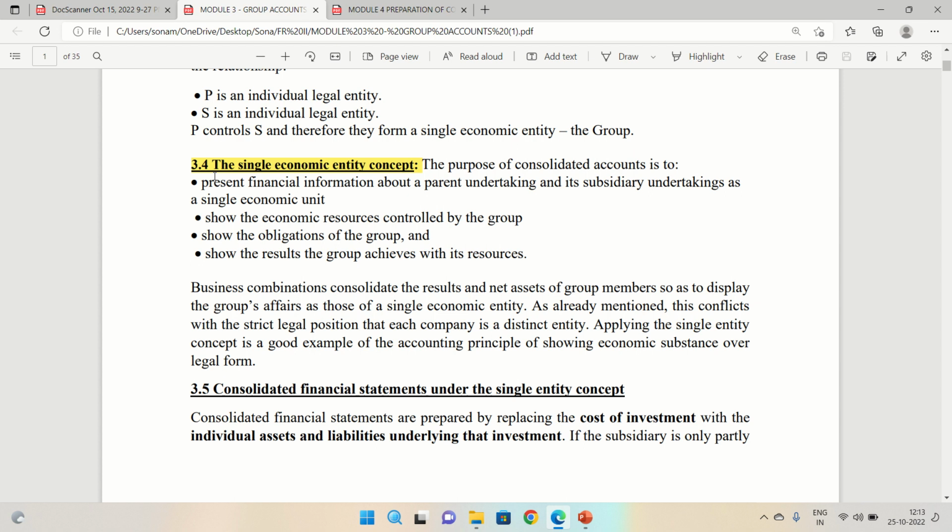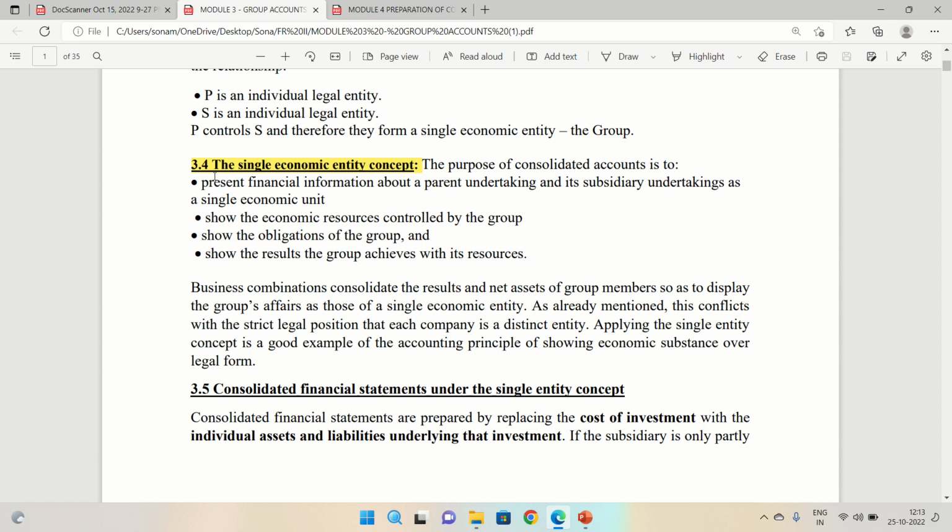Okay, then another purpose of consolidated statement is to show the economic resources controlled by the group and what the obligations of the group are. That means what the assets of the group are, what the liabilities of the group are, and what result the group achieves with its resources. In case of profit and loss account, whether the group is making profit or making loss. Okay, so this information can be reflected in the group financial statements. So with the concept of group, we'll now step into the concept of consolidated financial statements.